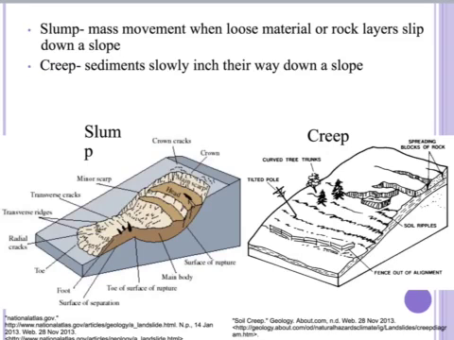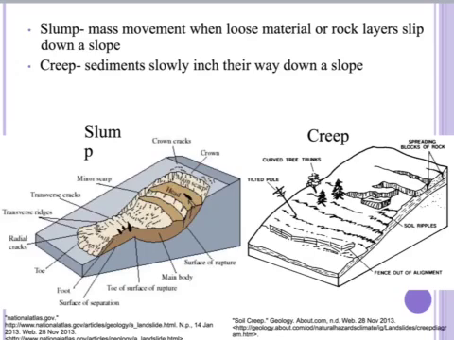Here are some different types of mass movement. First we have slump. Slump is mass movement when loose material or rock layers will slip down the slope. So you'll get sort of this step-like pattern. Creep is when sediments move slowly down the hill. So it creeps down the hill very slowly. This is evident when you have telephone poles leaning. You'll see tree trunks curve at the bottom, or you'll see uneven fences. This is all caused by creep.